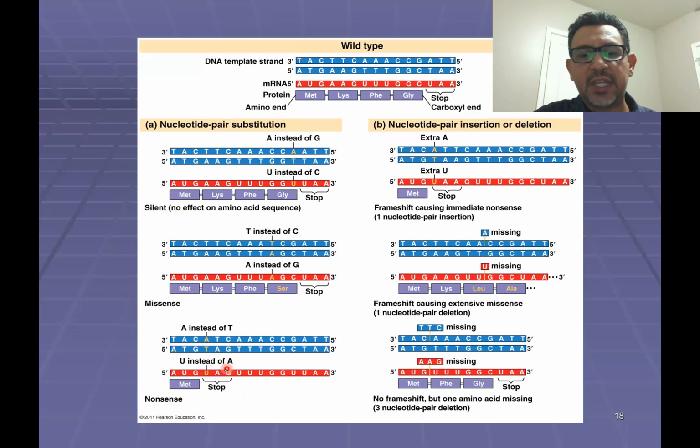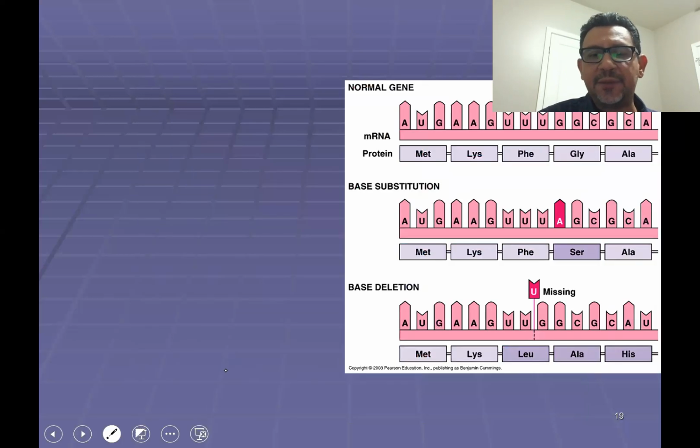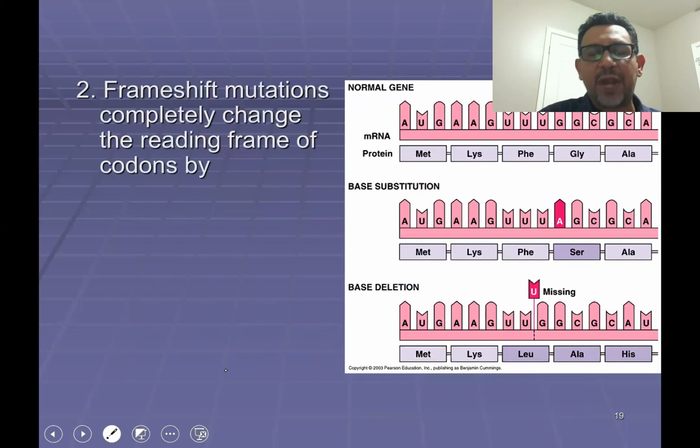Another type of mutation we can see is what we call frameshift mutations. A frameshift mutation can happen if a base is substituted or if a base is deleted. So once again in this illustration, you can see a normal gene. This would be like the wild type we saw before, where the amino acid methionine, remember methionine is always the first amino acid, this is what the start codon is asking for, followed by lysine, phenylalanine, glycine, and then alanine.